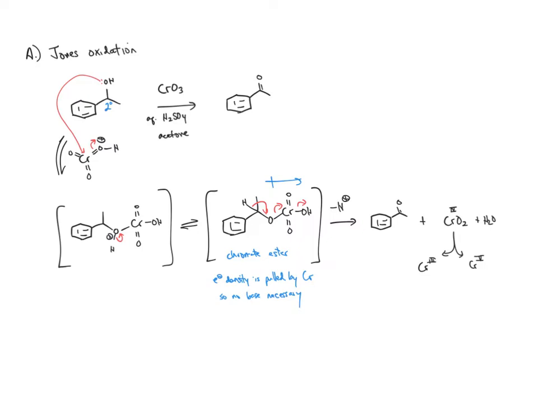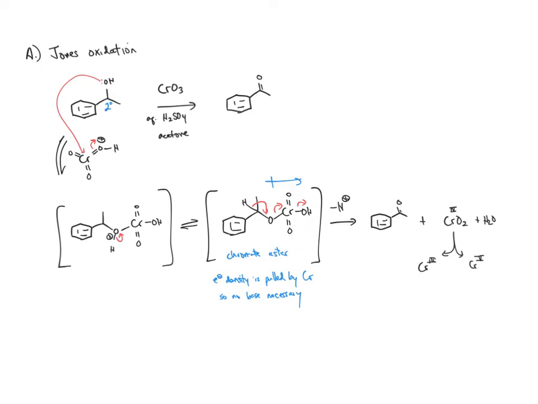And so this is the Jones oxidation. You've got chromium trioxide that is protonated. You get the alcohol to attack the chromium, which forms a chromate ester, and then because the chromium is pulling electron density so hard via those oxygens, you don't need a base to deprotonate. It simply falls off to give you the new carbon-oxygen double bond.